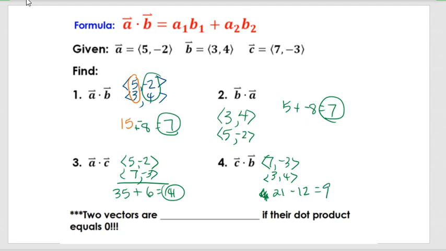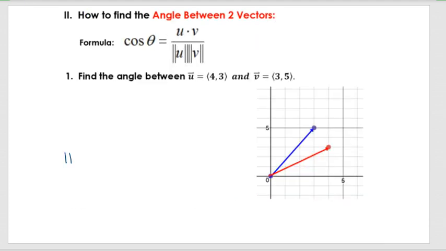Okay, sorry about that. Two vectors are orthogonal if their dot product is 0. None of these came out to 0, so none of these are orthogonal. We'll talk about orthogonal in about 3 seconds.